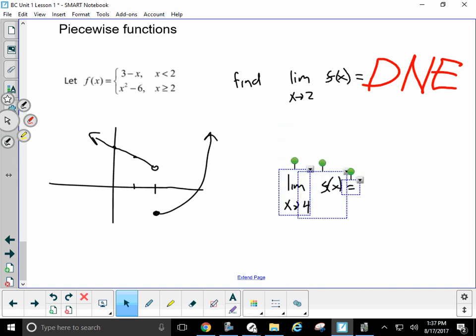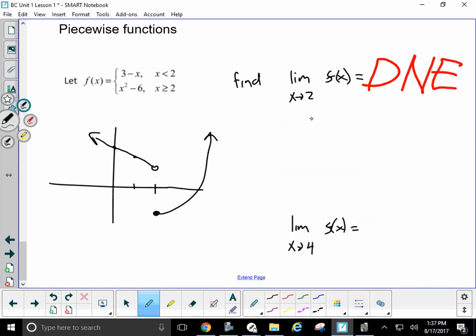So go ahead and find the specific locations of the left-hand limit and the right-hand limit. And then find the limit as x approaches 4. Again, you don't have to graph to understand it, but it might help you. We could have just kind of plugged in 2 to the top piece, plugged in 2 to the bottom piece, realized they don't meet, the limit doesn't exist.